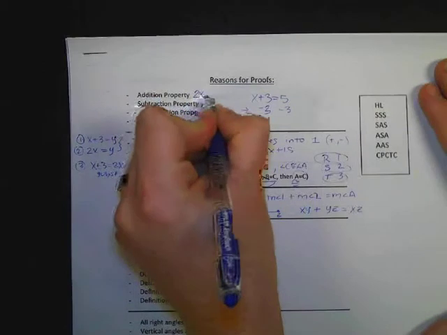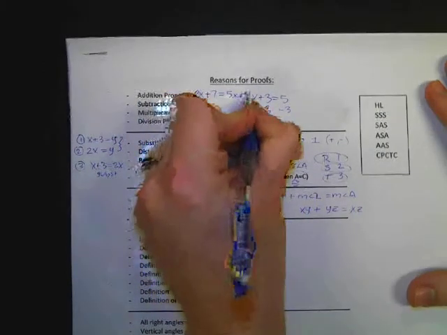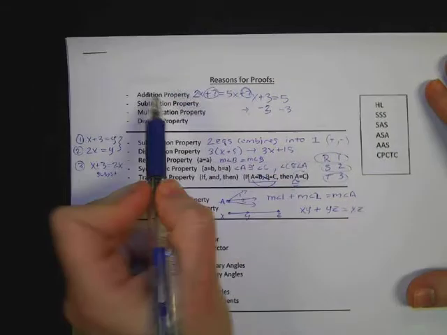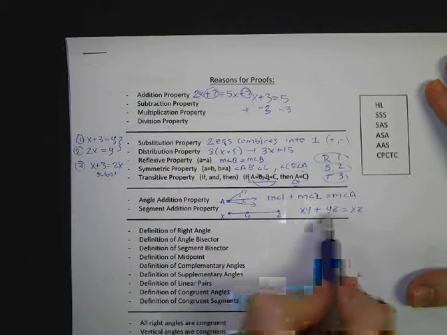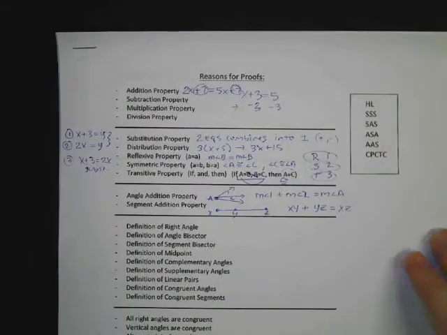let's say 2x plus 7 and 5x plus 7. Do you see how I'm adding on both sides the same thing? That would be addition property. With angle and segment addition, you just see angle addition on one side of the equation, not on both.